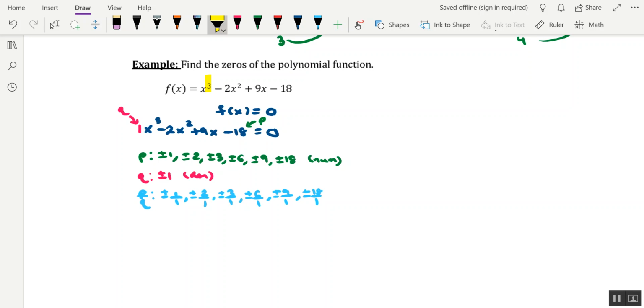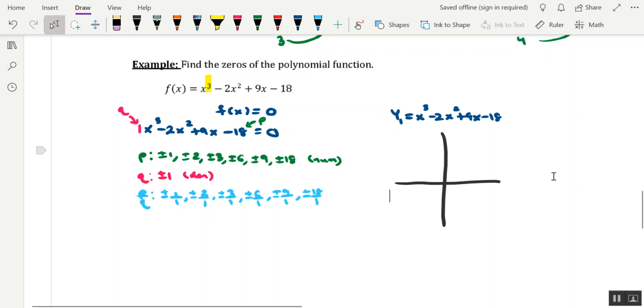So what I would do is get your graphing calculator ready, and in y1 we're going to type in x cubed minus 2x squared plus 9x minus 18. We'll see what that looks like in the graphing calculator, and we'll also sketch it out and see what other things that we can infer from its graph. So let me get my graphing calculator up on the screen.